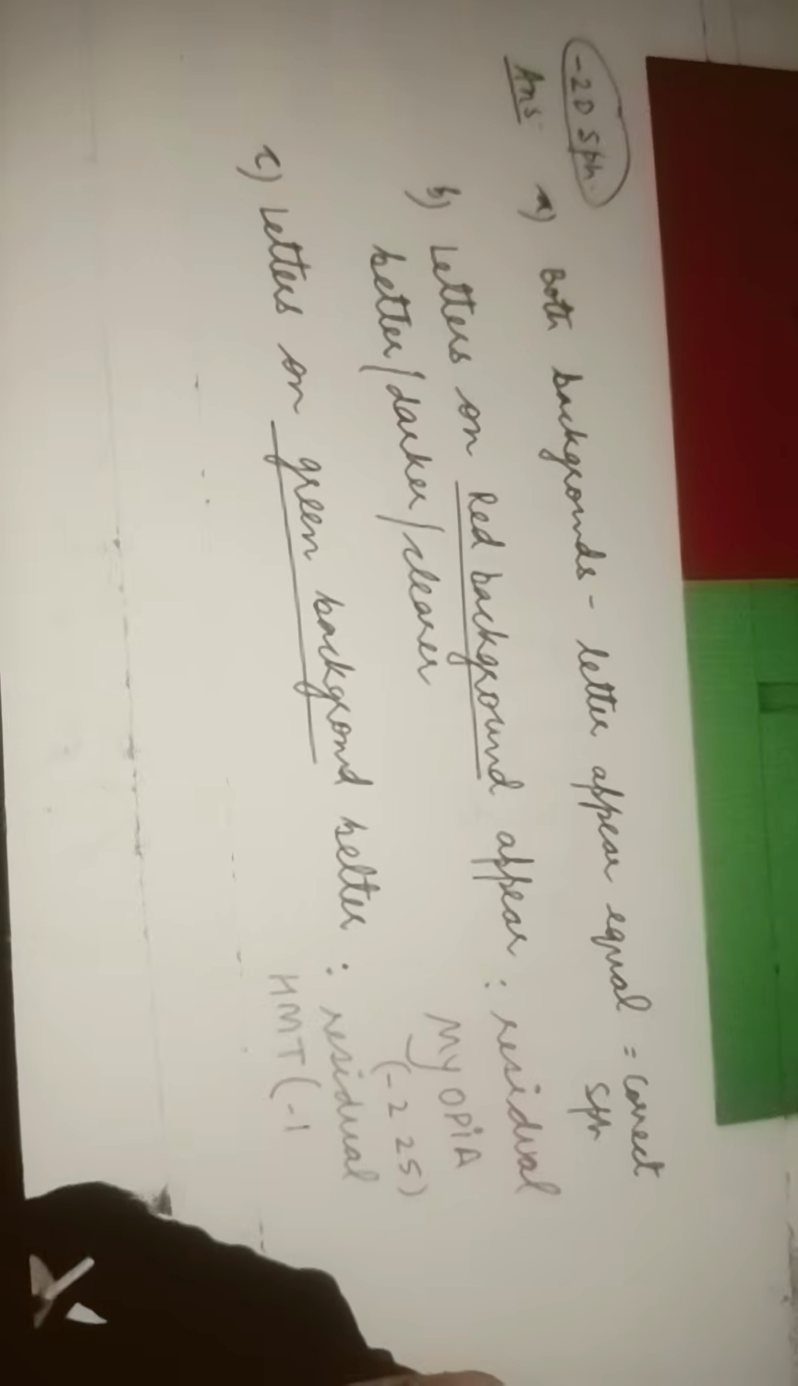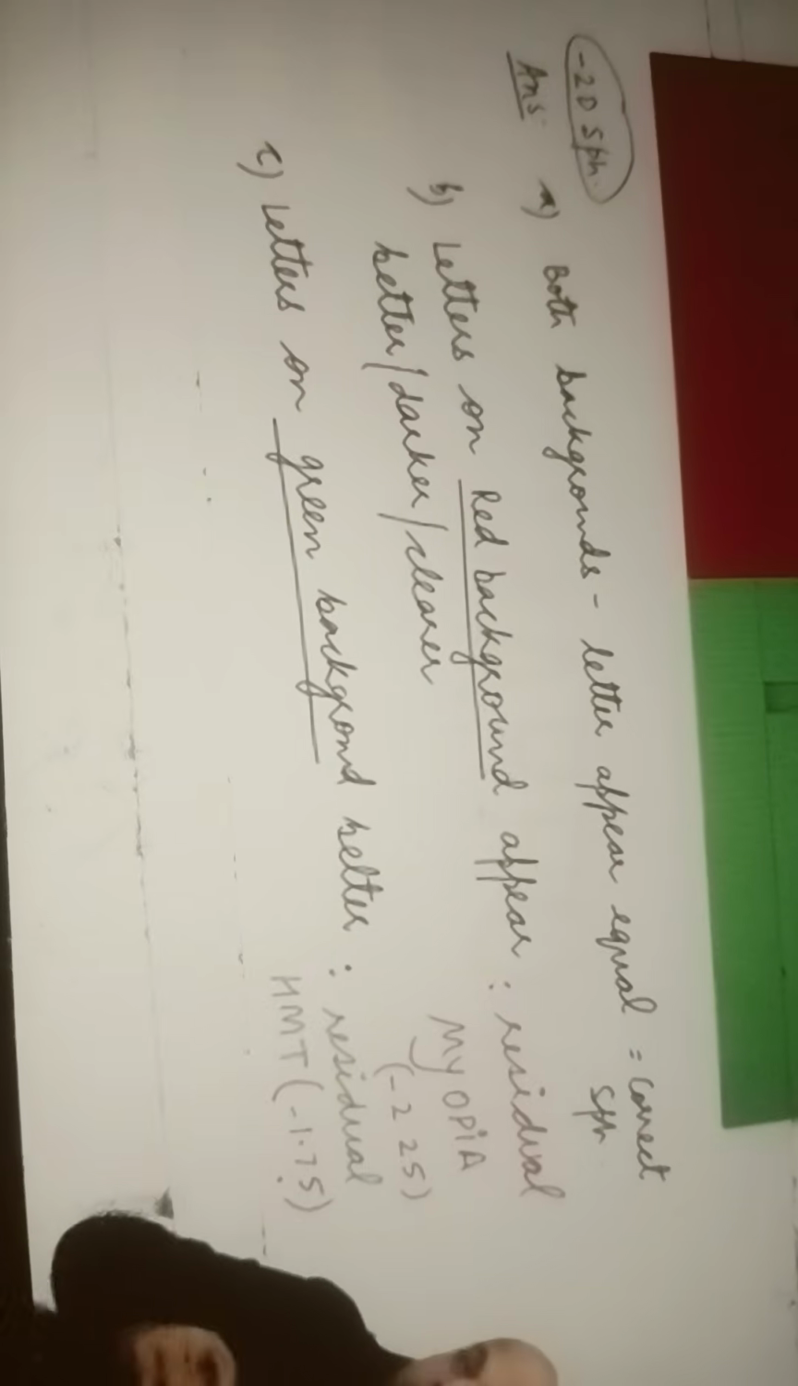The third answer that I can get from the patient is letters on the green background are better. If the letters on the green background are better, it would mean that I have residual hypermetropia. Hypermetropia means I need some plus power. I need some plus power means I've overcorrected. That means actually I need to go down to -1.75. I need to reduce the power because there is hypermetropia now.